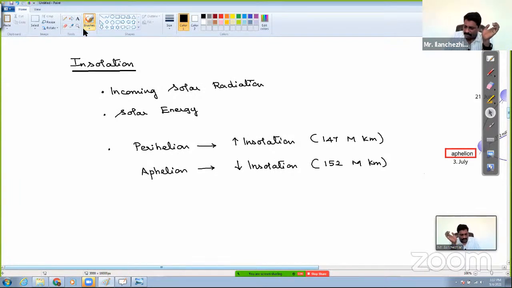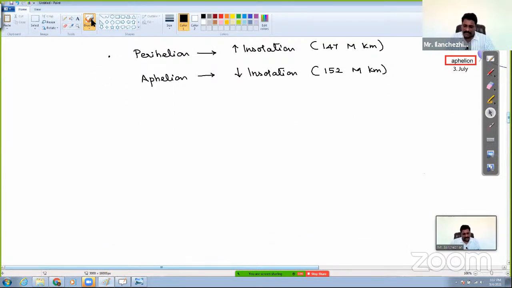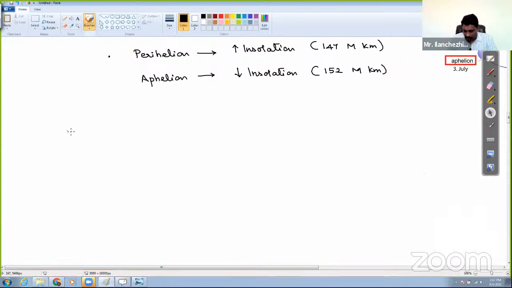Okay, right, my friends. Now, somewhere I have to talk about the distribution of this insolation, my friend, right? Earth as a system receives more or less similar insolation, no denial about it. But now, let me talk about the distribution of insolation, how this insolation varies from place to place.